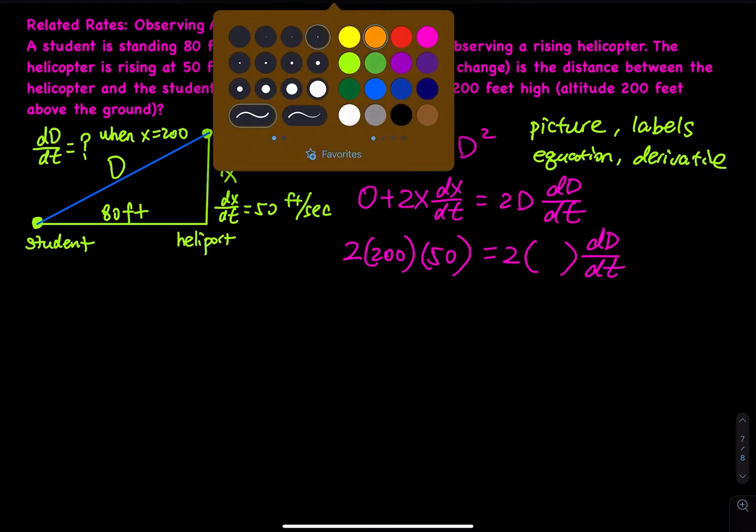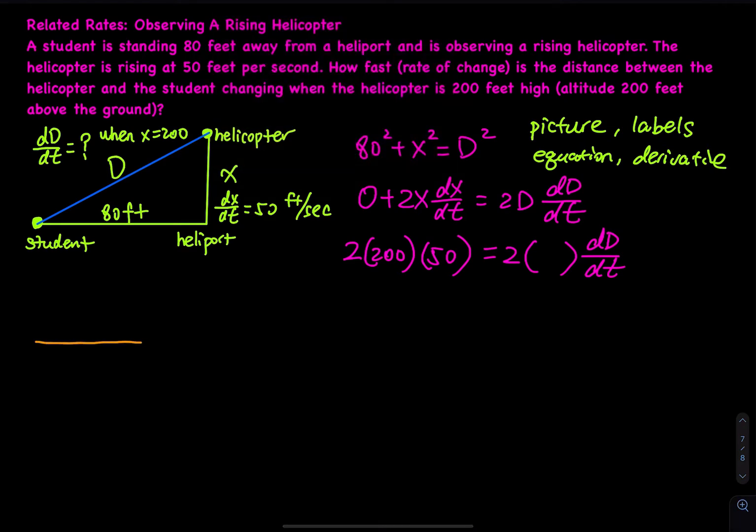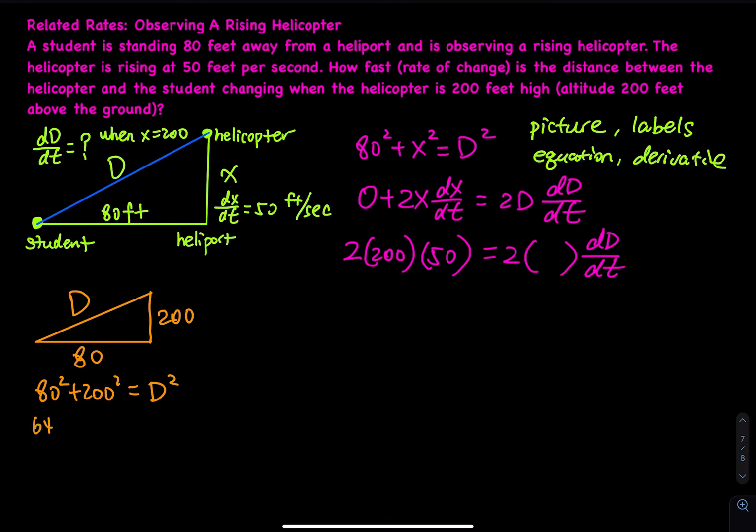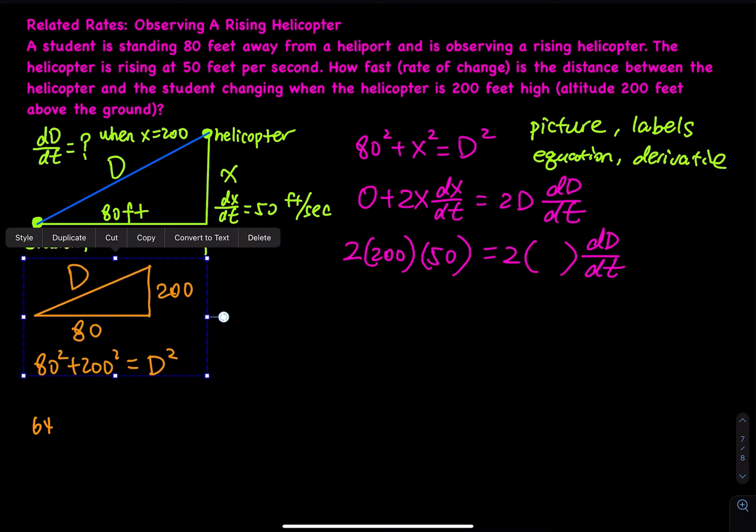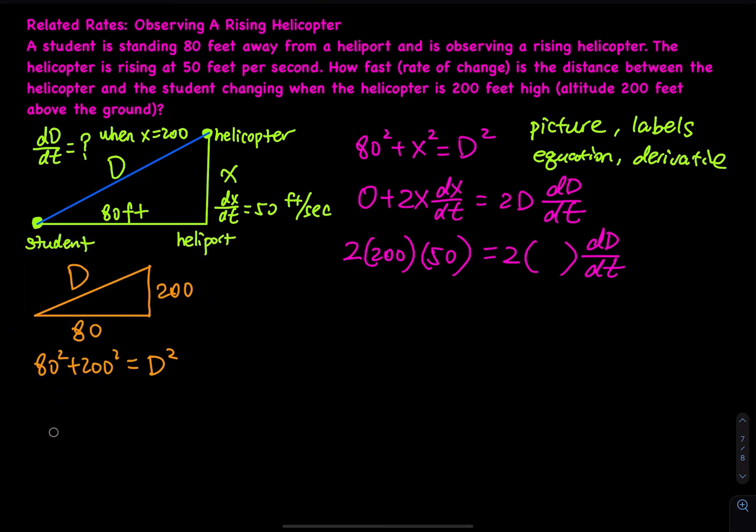So for d, let's draw another triangle. This is the height, this is the hypotenuse. So this is d, and this is 80 when x equals 200. So that would be 80 squared plus 200 squared equals d squared. So we have a 6400, and let's move this up so I can keep everything on one screen.